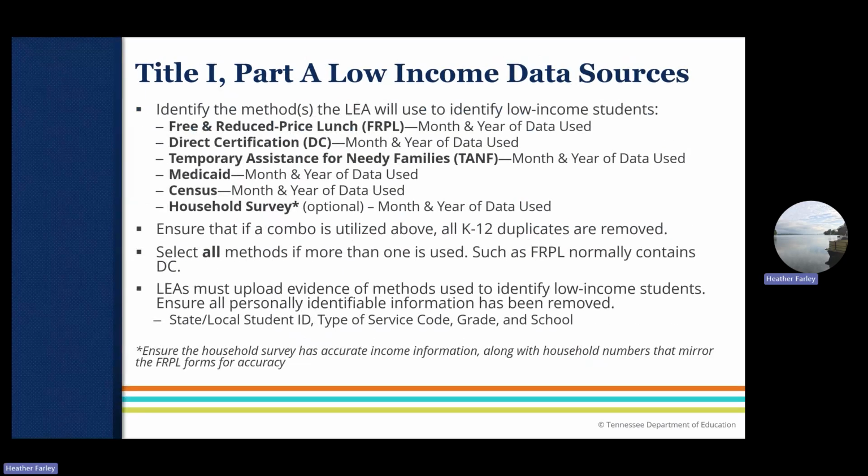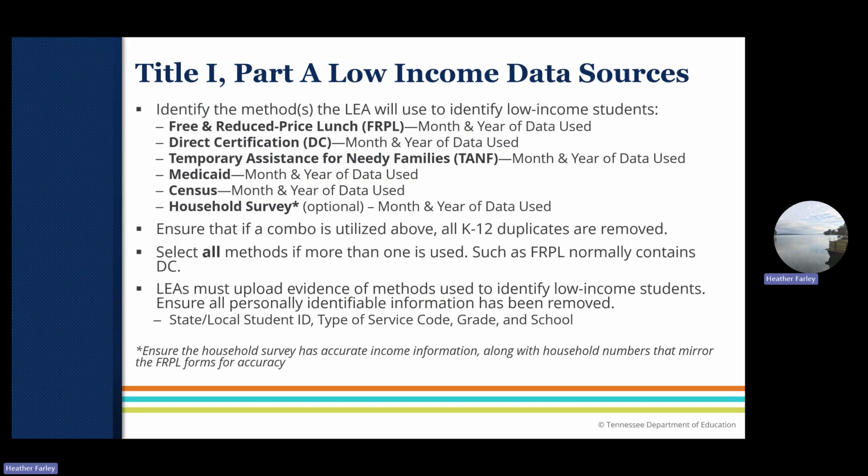Now with your low income data sources, the LEAs have the autonomy to choose one of these, or you can choose as many as you want that seems applicable, without the household survey there to identify how you are going to rank and serve your schools. Do note, when you utilize a combo of those, you will need to remove your duplicates. And do select all the methods you will utilize.